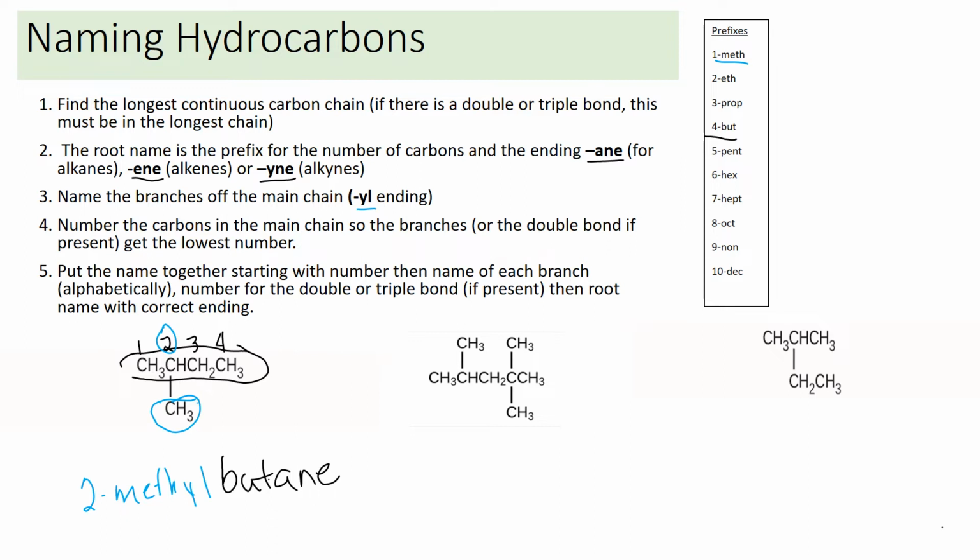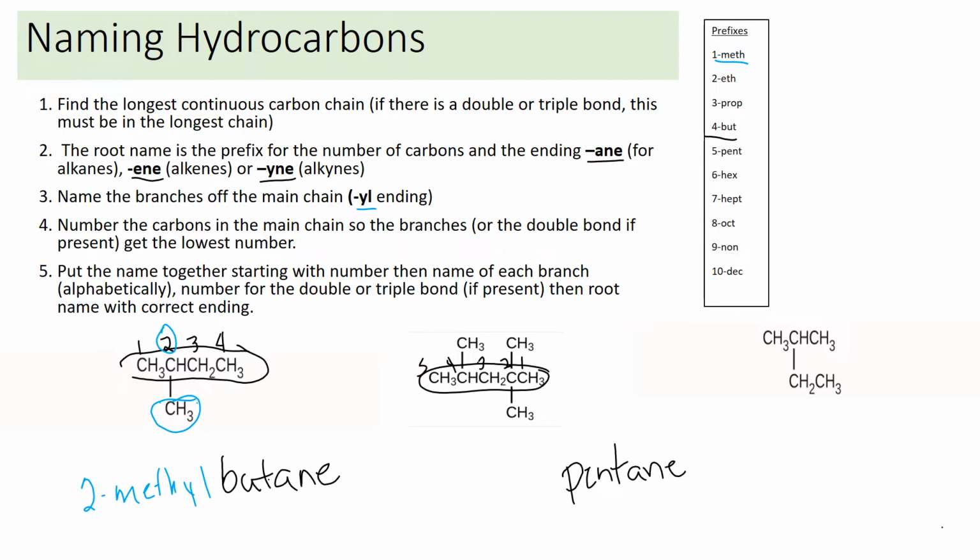Let's look at the next one. So our longest chain is right here. Now this time I'm going to number from this end 1, 2, 3, 4, 5 to be closest to the branches. So 5 gives us pent-. And then -ane, because we have single bonds, so that's pentane.